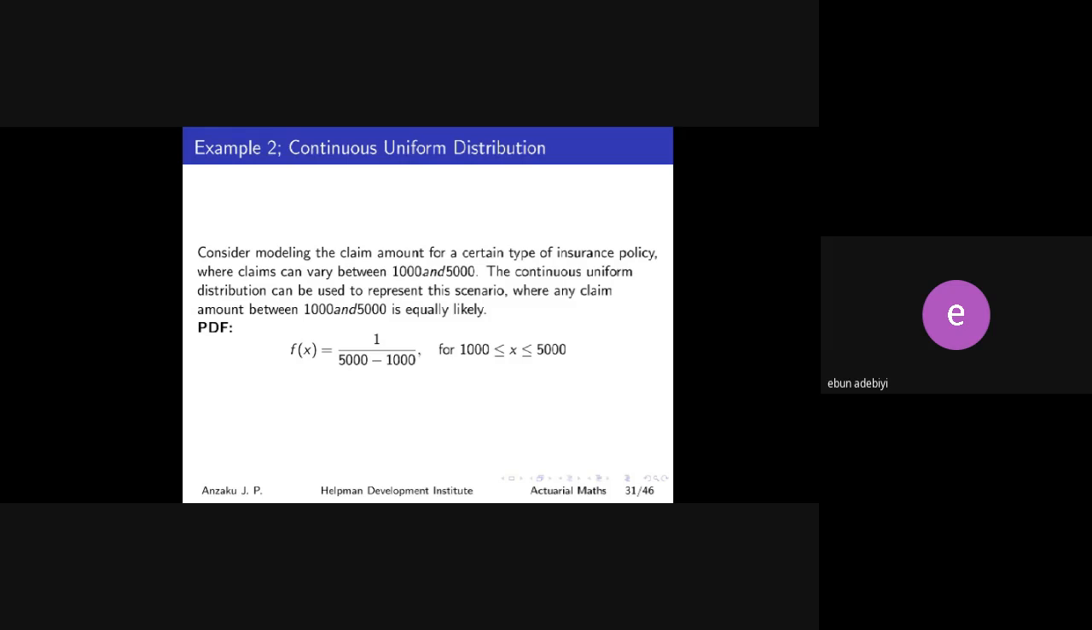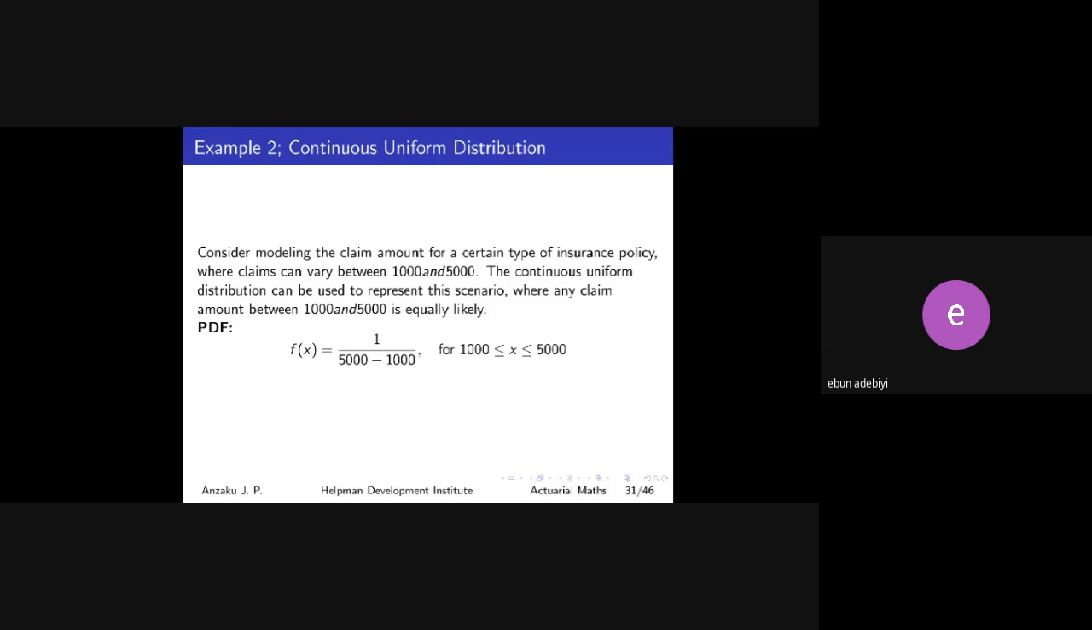So even without saying that it is a continuous uniform distribution, you remember the uniform distribution, we gave two intervals, A and B, the minimum and the maximum. And the PDF of the uniform distribution is 1 over B minus A. Remember? Yeah. So it comes into play here.